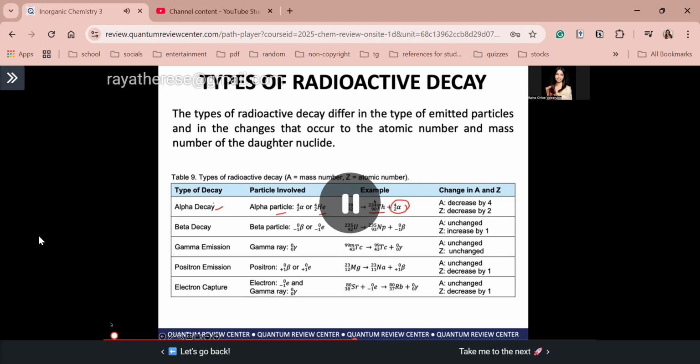So sa right-hand side, tama naman, 234 plus 4 is equal to 238. Ganun din, the atomic number, dapat equal ang atomic numbers on both sides. For uranium, it's 92. For thorium and alpha particle, 90 plus 2 is equal to 92. Okay? Now, here's a technique para malaman nyo kung anong type of radioactive decay ang nangyayari.